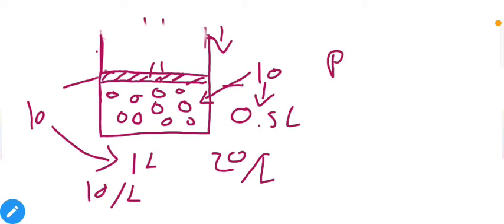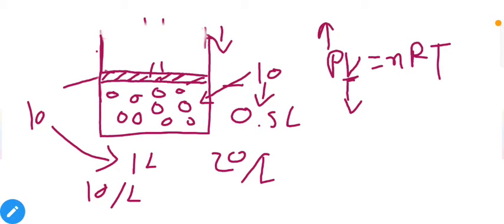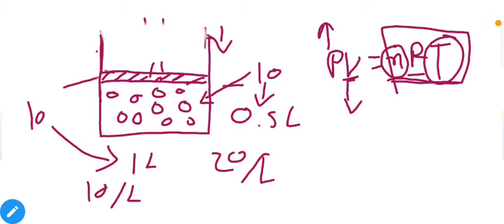According to the PV equals nRT rule, we are changing the volume. If you are decreasing the volume, then pressure has to increase to remain equal to nRT. We are not changing the number of moles, and R is the gas constant, so it is constant, and temperature is also constant during this process. So if you decrease the volume, pressure has to increase.